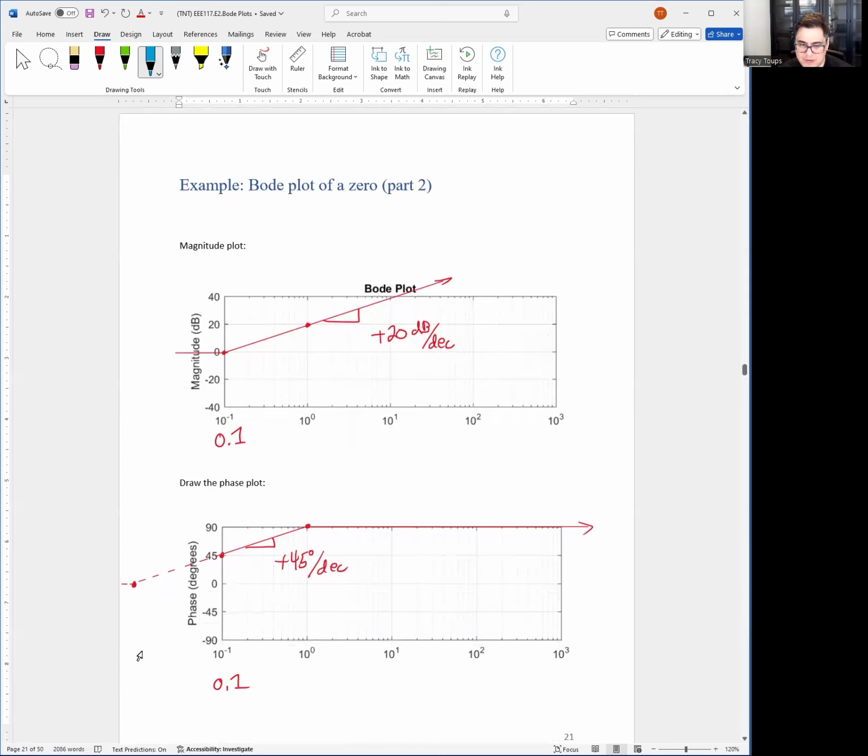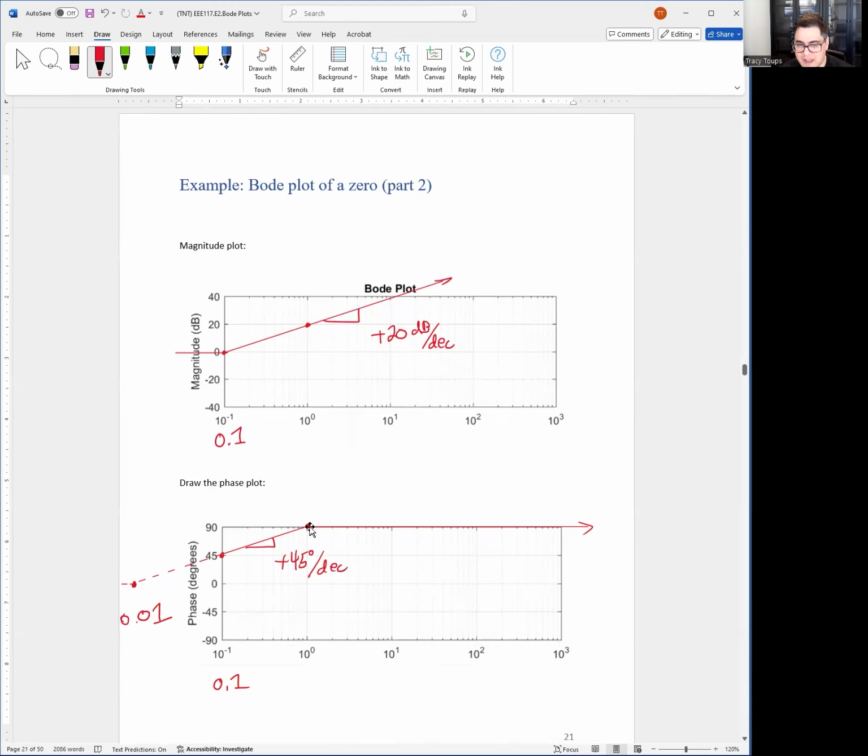We go a decade before, it's kind of off the graph, but I drew it anyway. This would be at 0.01. I can draw it real quick for you. Start up here, 0.01. That is at 0 degrees. And then we go to the zero at 0.1 with positive 45 degrees.